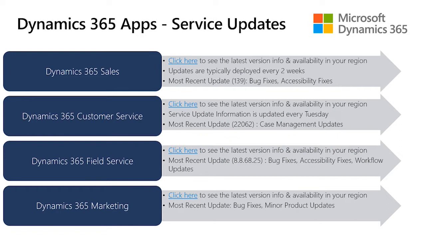The cadence of these can differ a bit between the different apps. For the sales app, it's usually deployed every 2 weeks. For customer service, it's typically every Tuesday, and then it can vary on field service and marketing as well. But in most cases, these are all rolled out automatically too, so there's nothing you need to do on these either. But just be aware of those service updates that are getting rolled out into your environment, specific to the apps as well.